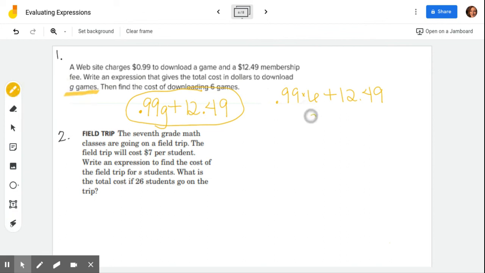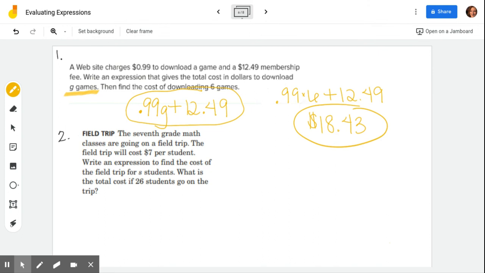Would cost us a total of $18.43. So I would need both of those for my answer. I would need the expression and I would need the $18.43.